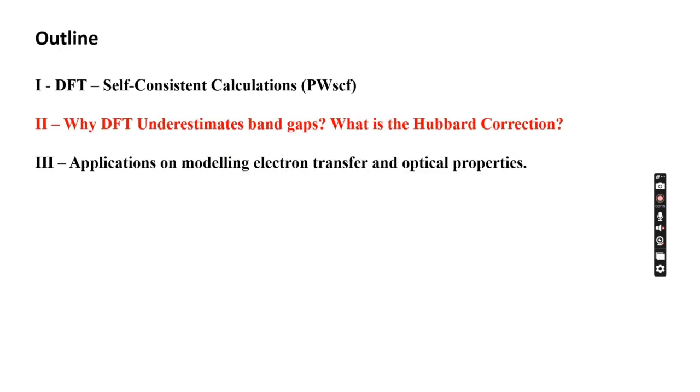First, I will give a brief idea on how the DFT simulations work. Then I will address the question of why DFT simulations underestimate band gaps and what the Hubbard correction is. Finally, I will present some practical applications showing the modeling of electron transfer and optical properties using the Hubbard correction.